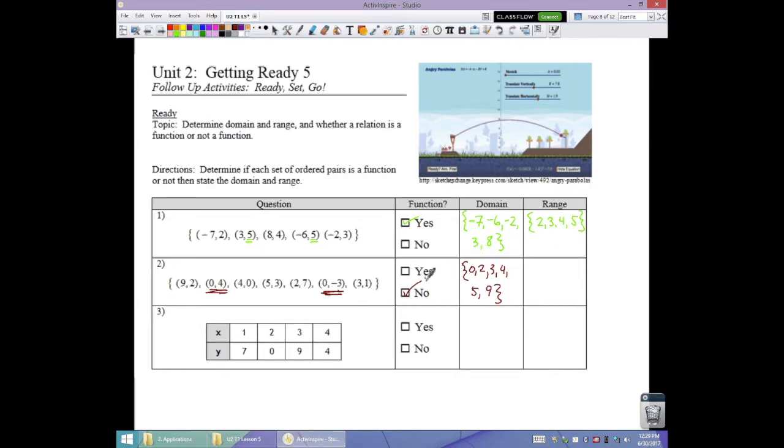The range would mean the y values. So what's used here? We have -3, 0, 1, 2, 3, 4, and 7.